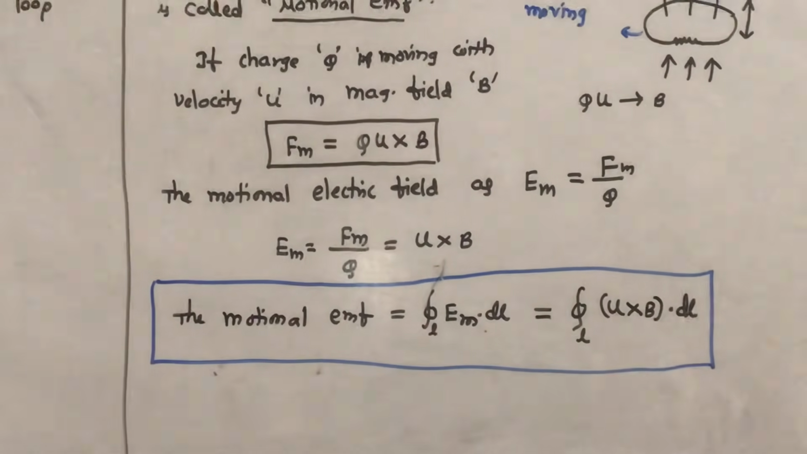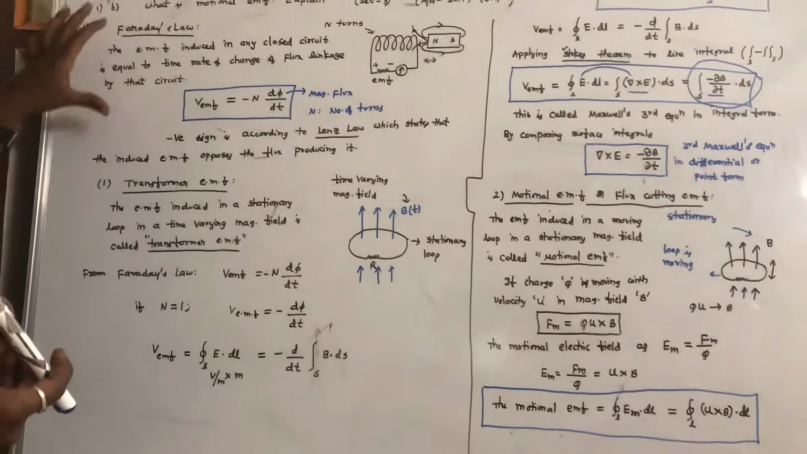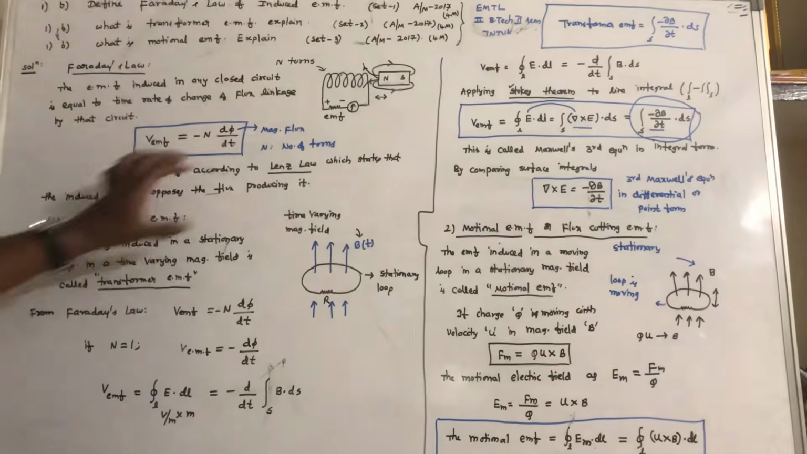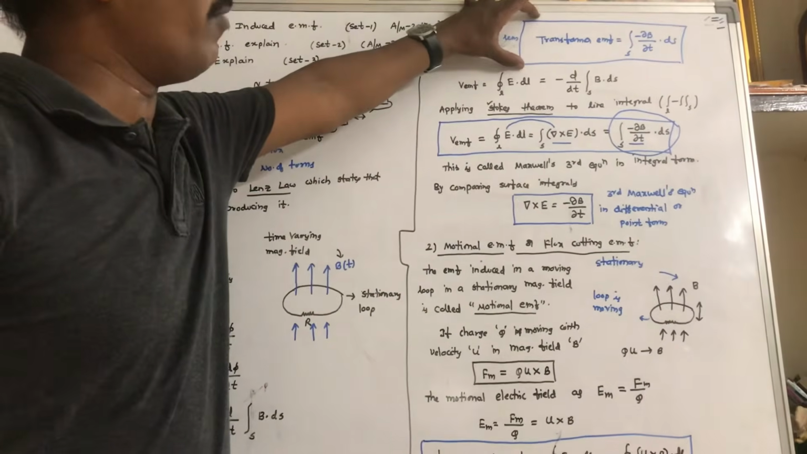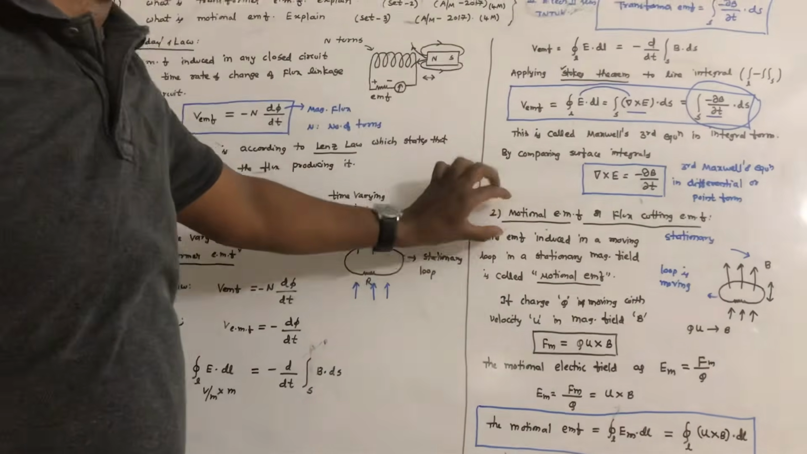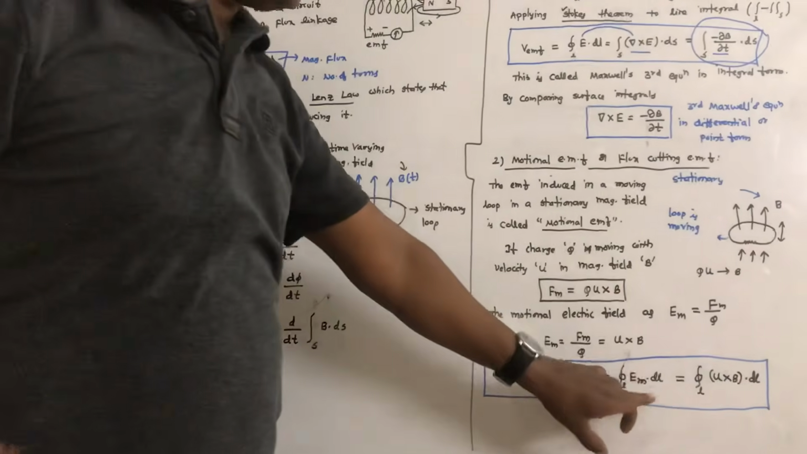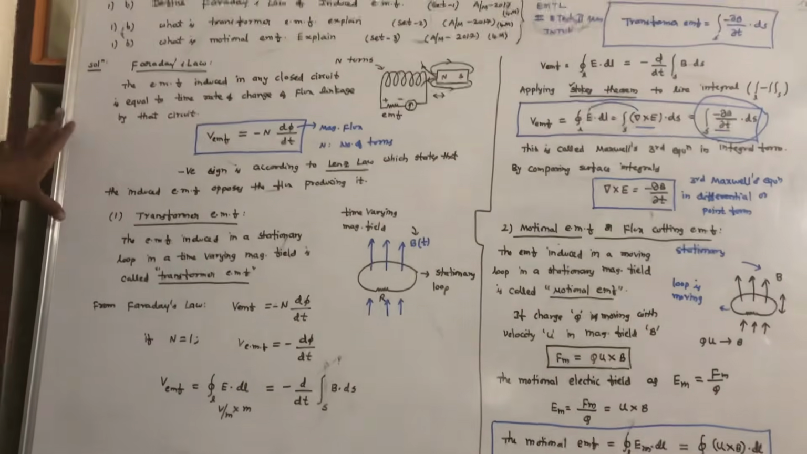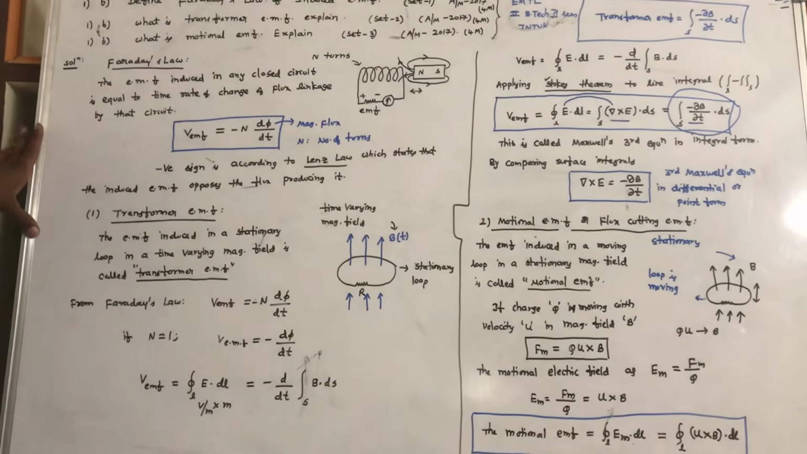So this is what you have to write for this question. Faraday's law, transformer EMF formula, surface integration of minus dou B by dou t dot ds, and motional EMF formula, closed line integration of u cross B dot dl. So this is a very, very important question.